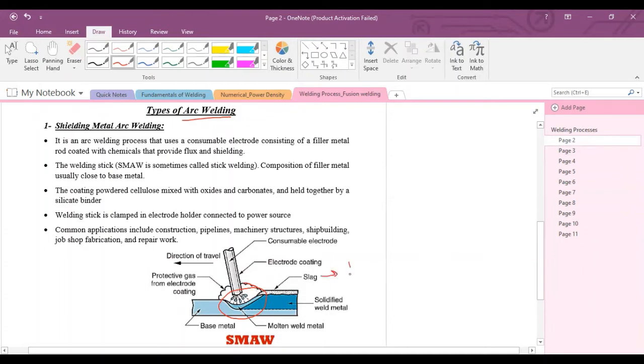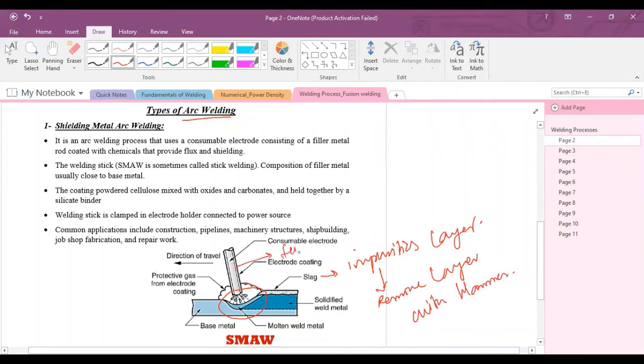This slag layer is the impurities layer. After the welding, after solidification, you can remove this layer with the help of a chisel or hammer, or light hammering to remove this slag. This electrode contains the filler material, and this consumable electrode will act as a filler material, and it is coated with flux material. And the flux material is cellulose, which is a mixture of cotton and wood powder.